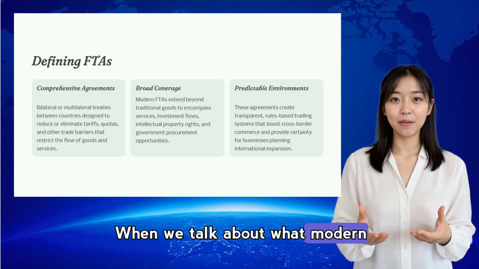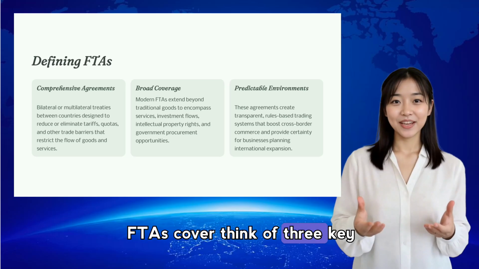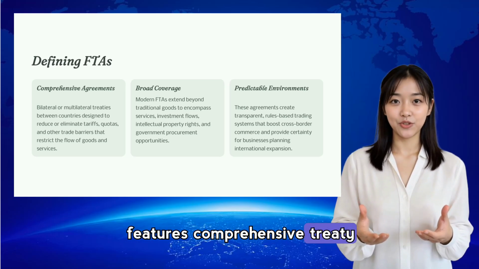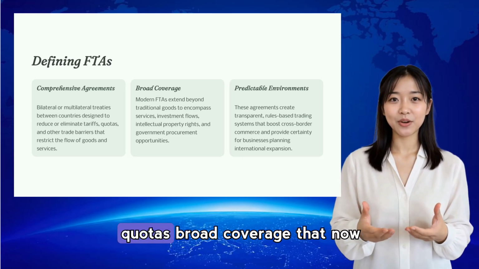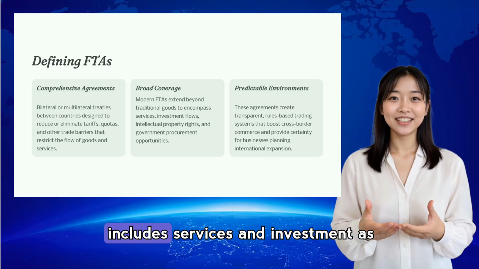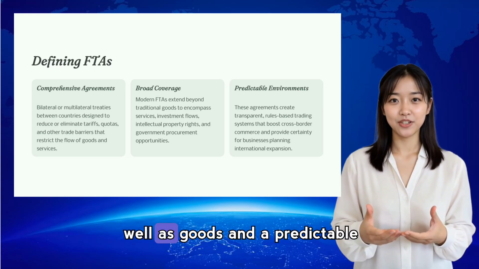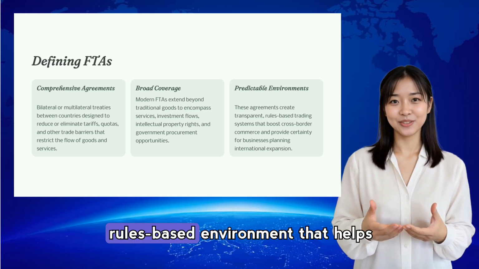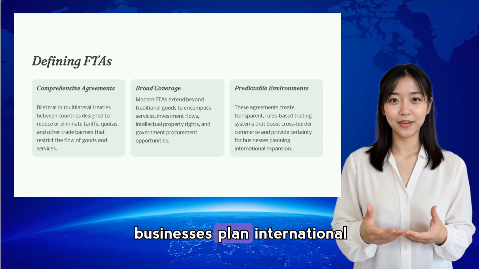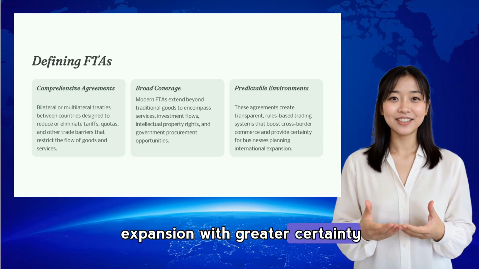When we talk about what modern FTAs cover, think of three key features: comprehensive treaty structures that reduce tariffs and quotas, broad coverage that now includes services and investment as well as goods, and a predictable, rules-based environment that helps businesses plan international expansion with greater certainty.